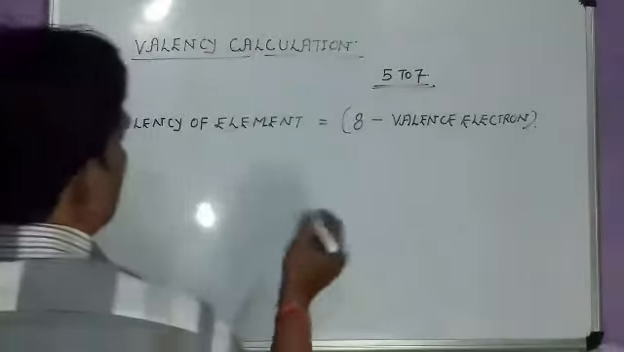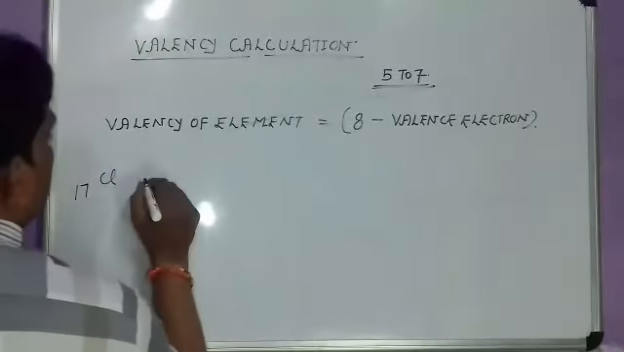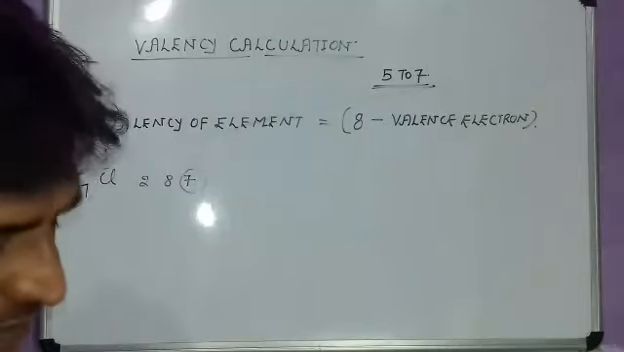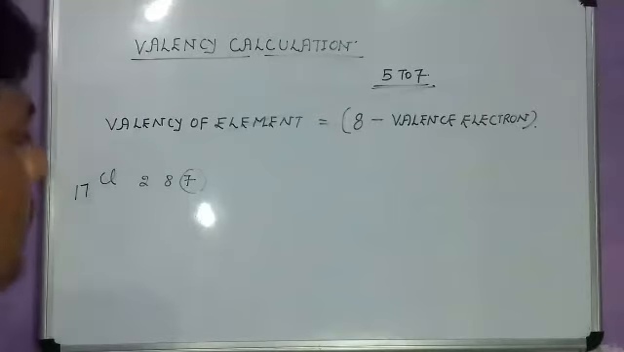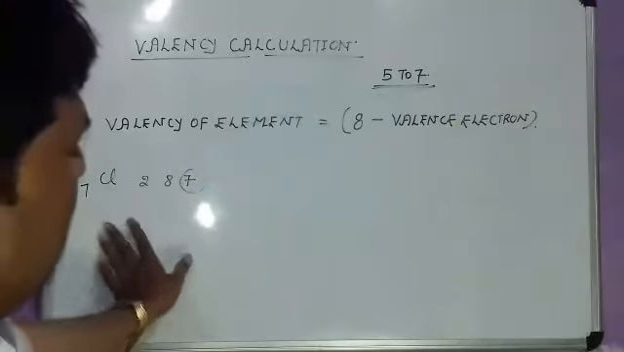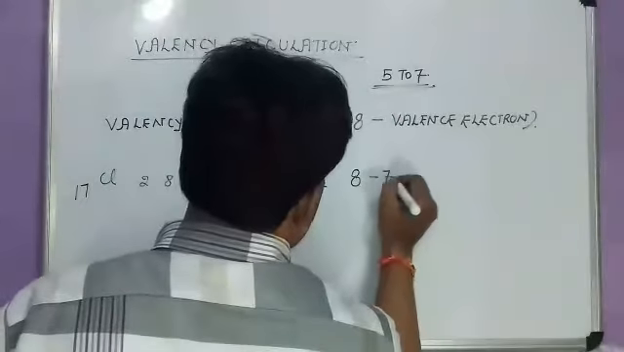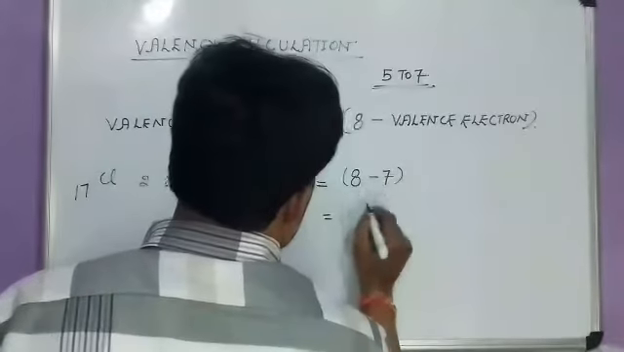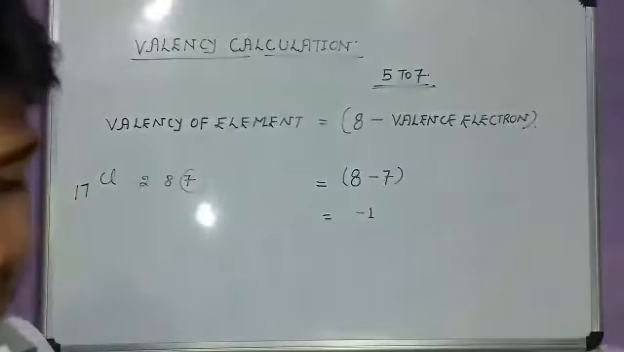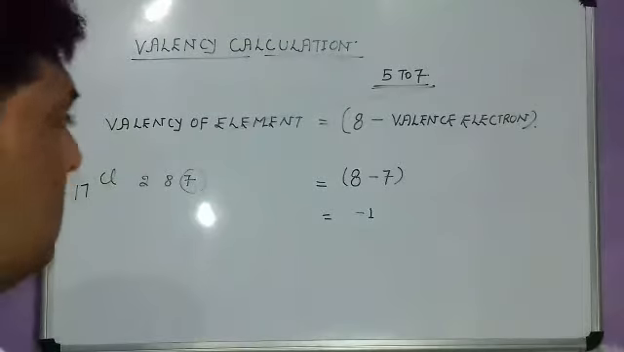Okay, suppose chlorine, 17: 2, 8, 7. There are 7 electrons present in the outermost orbital. So the valency of chlorine is 8 minus 7, so it is minus 1. Its valency is minus 1. Okay, is it clear, student?